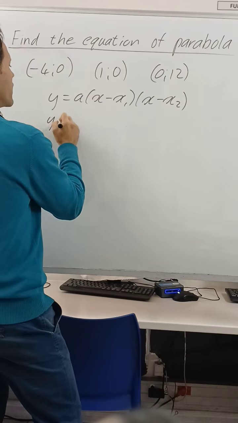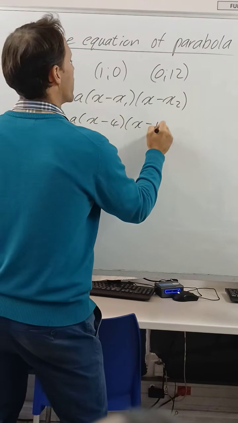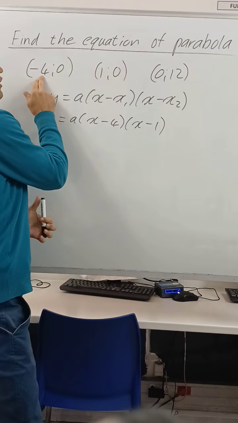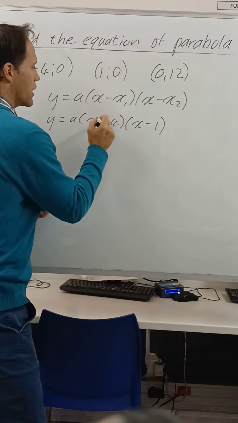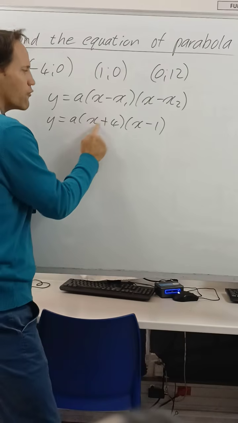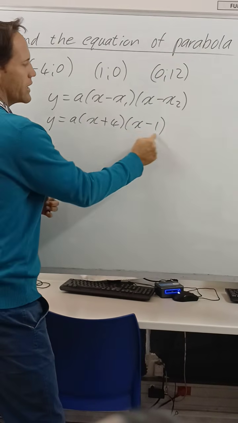So I'm going to say y is equal to a(x + 4)(x - 1). Remember, always the opposite signs. If it's negative 4, your x-intercept, then we put in plus 4. Okay? Because it's minus 4 here, so you must put in plus 4, because negative 4 plus 4 gives you 0. Okay? And then here it's 1, so you put in negative 1.